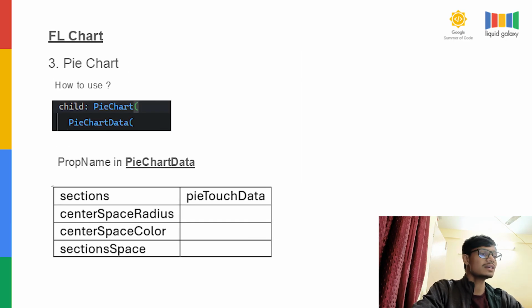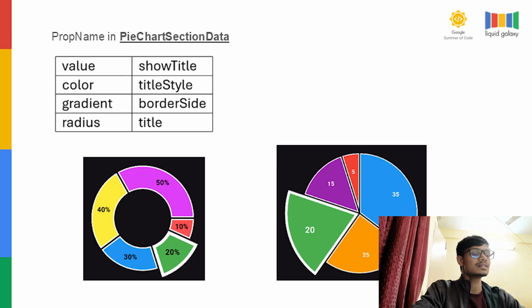Next, we have pie chart, which we use when we want to show proportion or percentage distribution like market share or category contribution. We use the pie chart widget and pass pie chart data. Each slice of the pie is defined as a pie chart section data. Pie chart data key properties are sections, the list of pie slices, center space radius to create a donut style chart, center space color, the color of the center space, and section space gives a gap between slices. Pie touch data enables interaction.